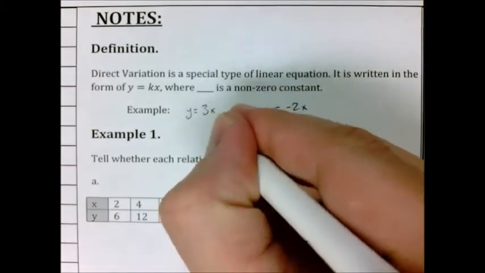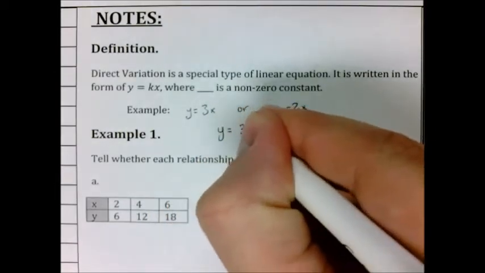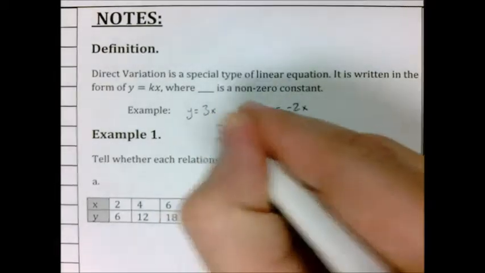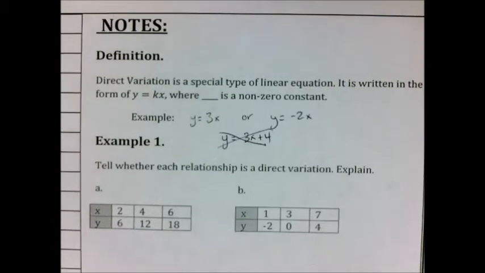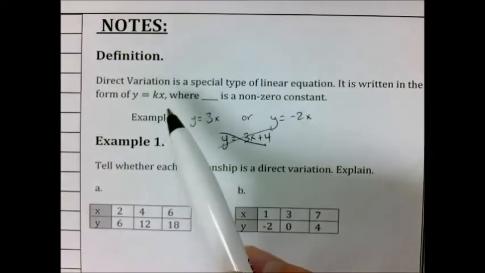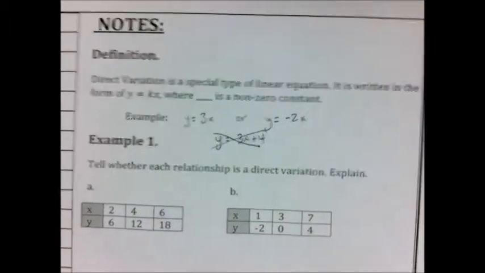Something that wouldn't work would be like y equals 3x plus 4. That doesn't work, okay? Because we're adding in some constant. Direct variation just has the y, some number that's not 0, and then x.